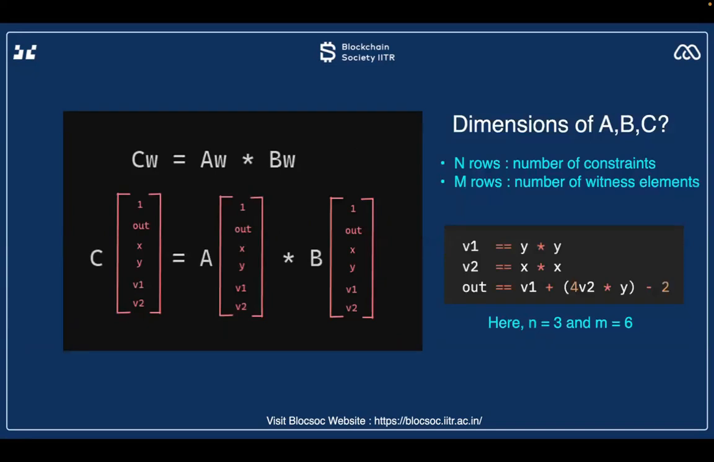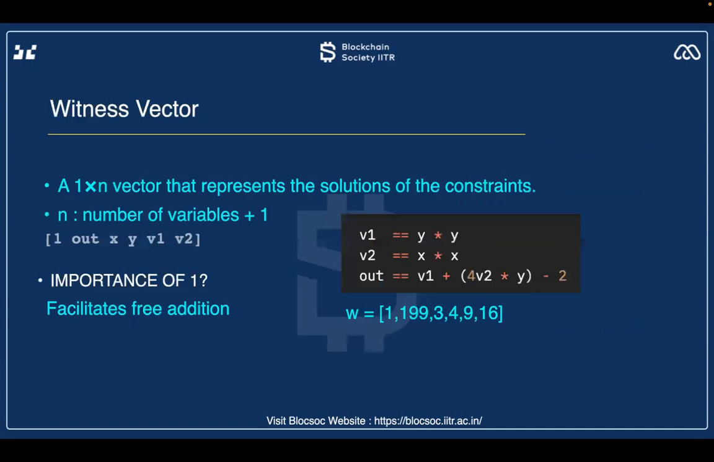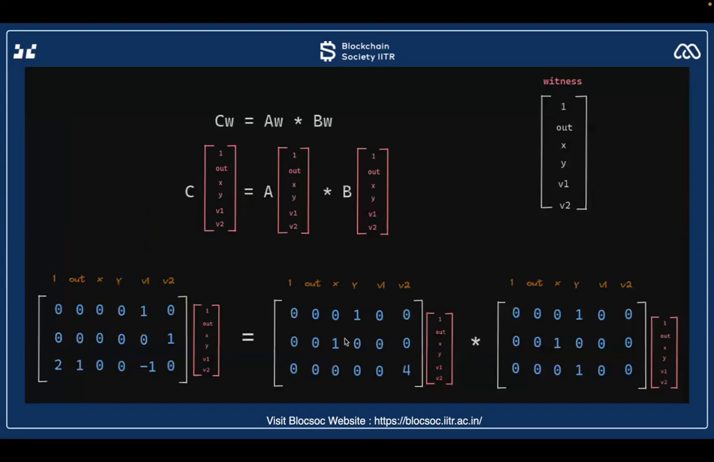And for A we have x here, and for B we also have an x here. So x is the third element in the witness vector, so we will have a 1 here, and rest of all the elements are 0. So you can check it.